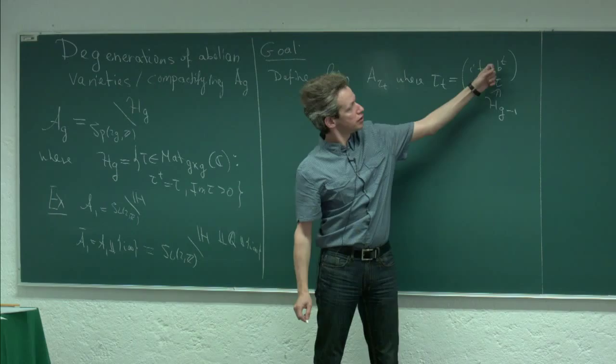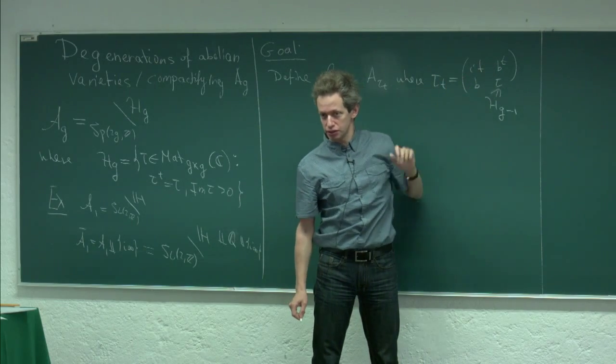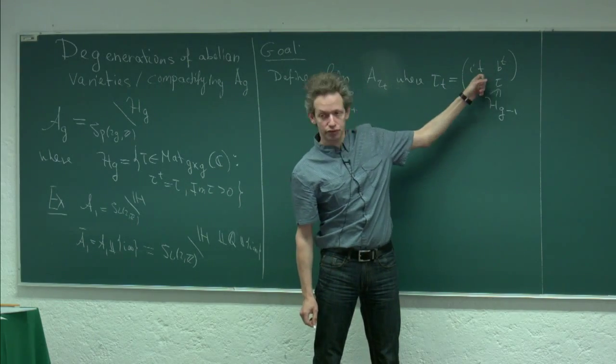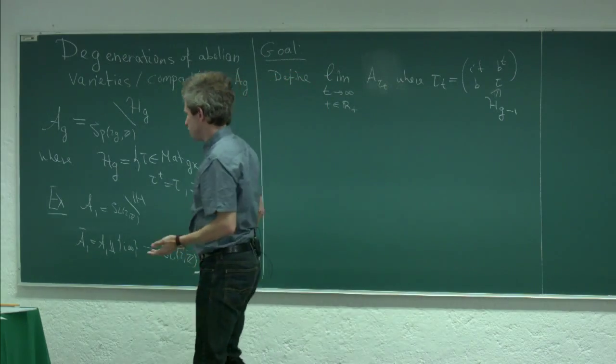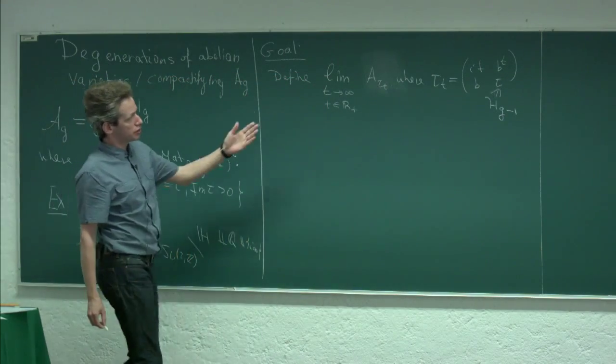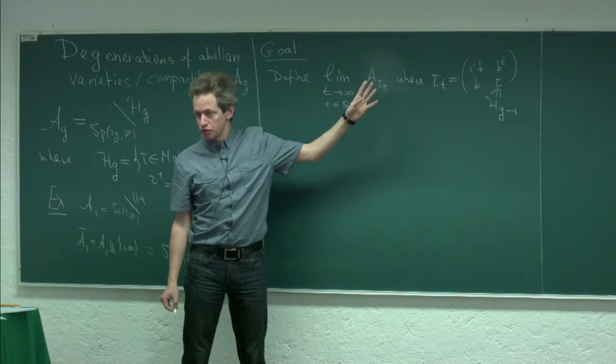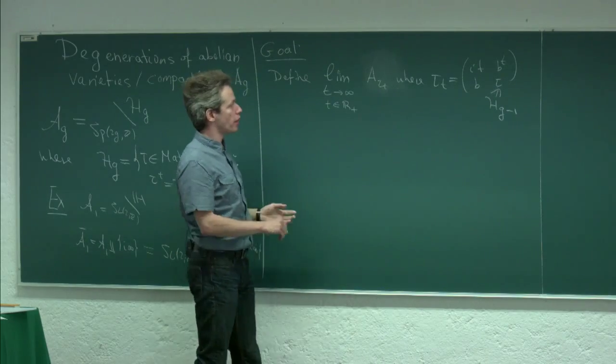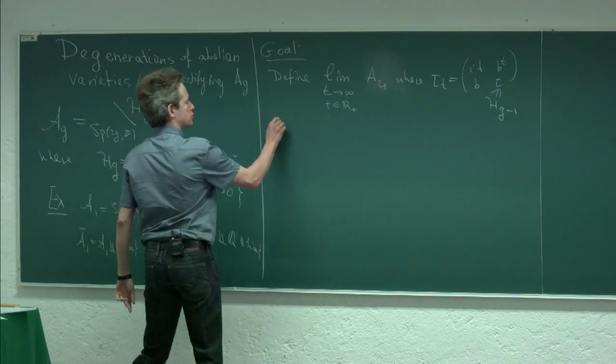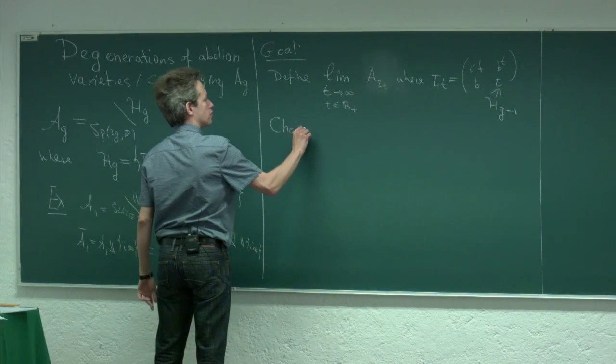The period matrix is symmetric, so this vector and this covector are the same. Okay? And this guy diverges to infinity. And if I promise that I'm compactifying A_G, I better tell you what the limit of this family is. Okay? And you look at this and you can try to think what you should define this object to be.